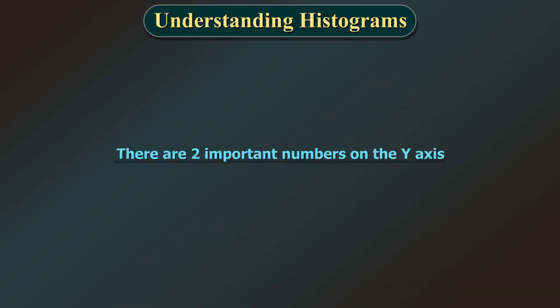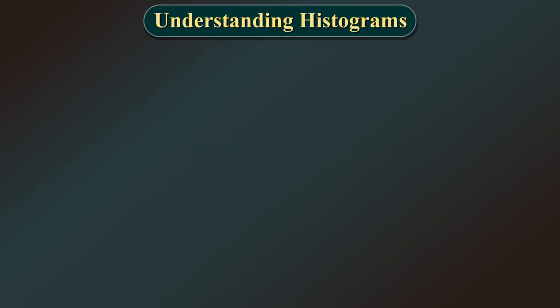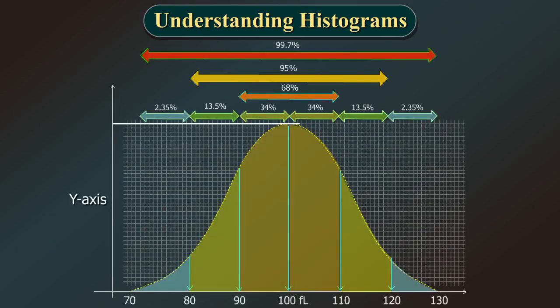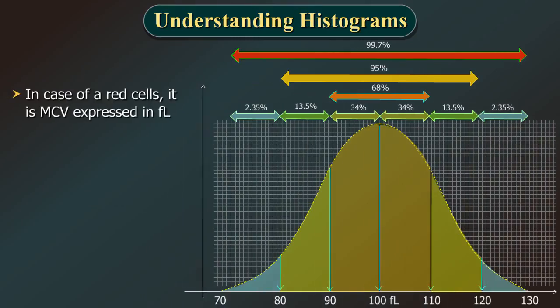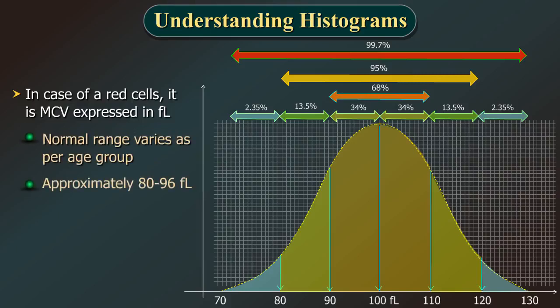There are two important numbers on the y-axis. 1. 100%. A vertical line from the peak of the curve to the baseline denotes the number indicating the mean volume. In the case of a red cell, it is the MCV expressed in FL. Normal range varies as per age group, but approximately 80 to 96 FL. And in the case of a platelet, it is the MPV, that is 8 to 12 FL.